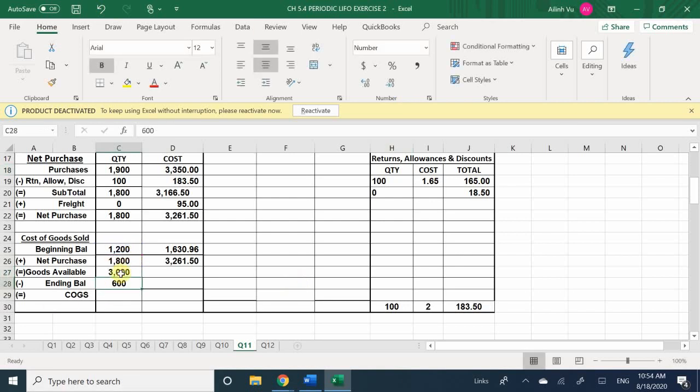So we got 3,000. And what is my total cost here? 4,892.46. Yes.